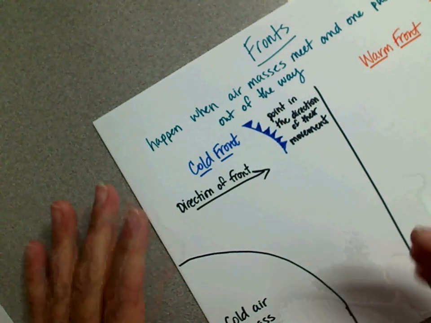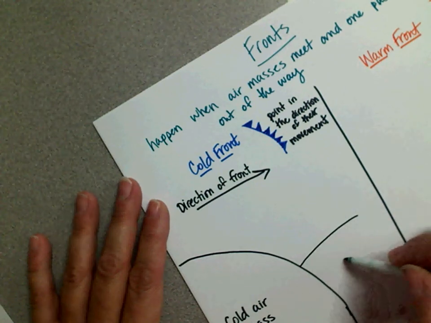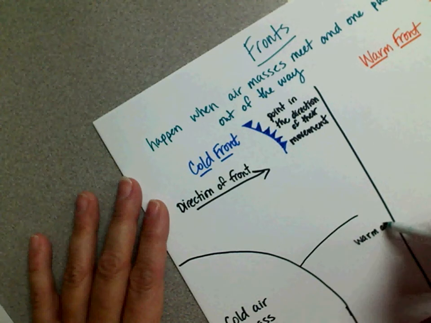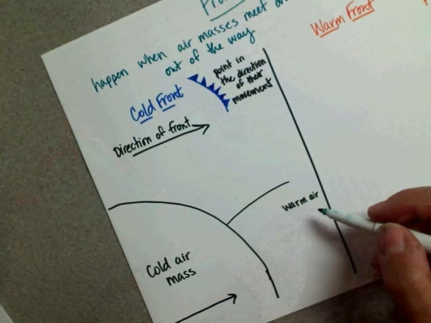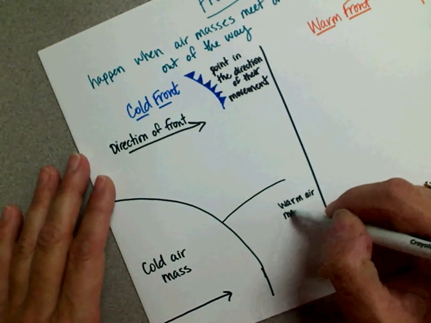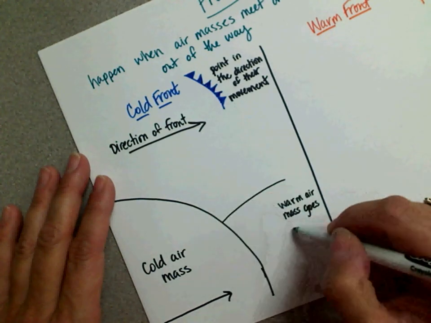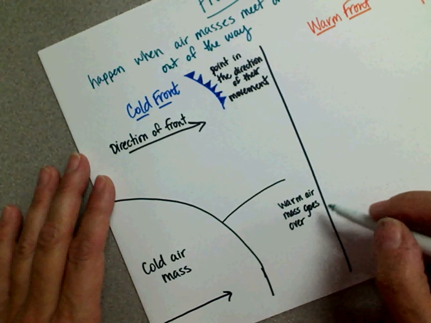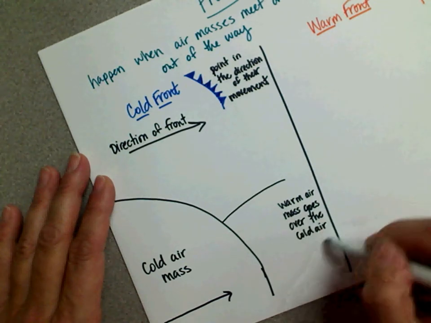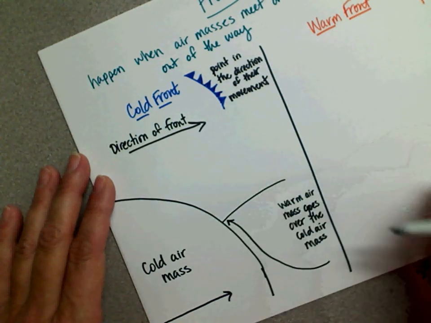Okay? And then over here, we have this warm air. This warm air right here, oops, sorry, couldn't see it. This warm air mass goes over the cold air mass. So it goes up like this. Okay?